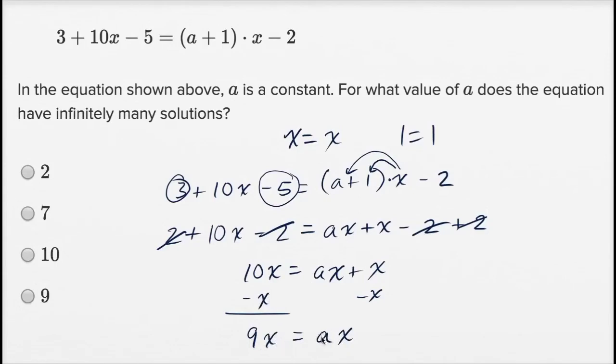Well, if a was equal to 9, because if a is equal to 9, then you're going to have a situation where 9x is going to be equal to, instead of a, I'd write 9, is going to be equal to 9x. Well, that's going to be true for any x. Any x times 9 is going to be equal to that same x times 9 again. You're going to have an infinite number of solutions. And so a needs to be equal to 9.